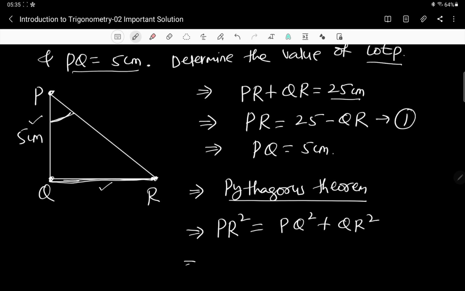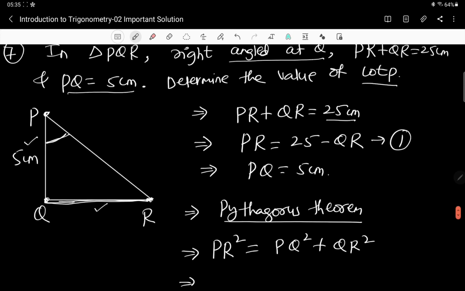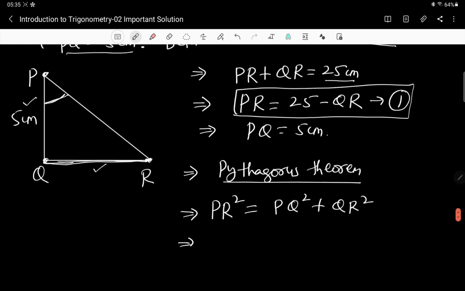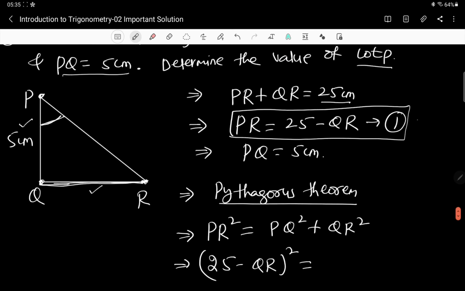All right, so what is the value of PR? Just now we wrote PR is equal to 25 minus QR. So PR is 25 minus QR, and PR squared equals PQ squared... I am writing this as (25 minus QR) whole square, and that is equal to PQ square. So what is the value of PQ? PQ is 5 square plus, as usual, QR square.